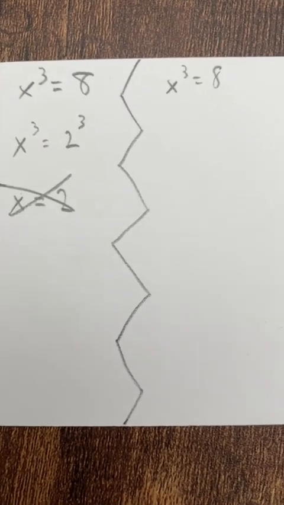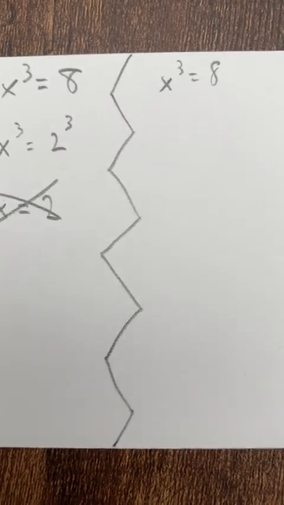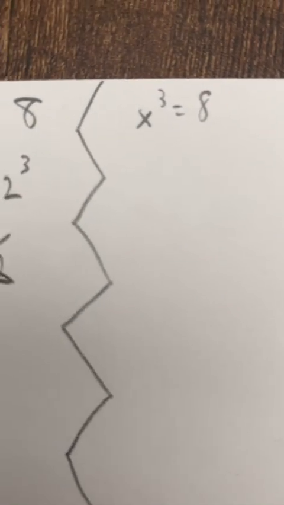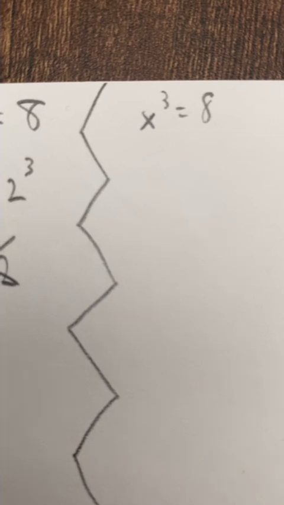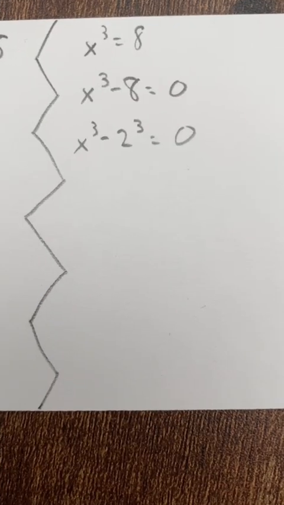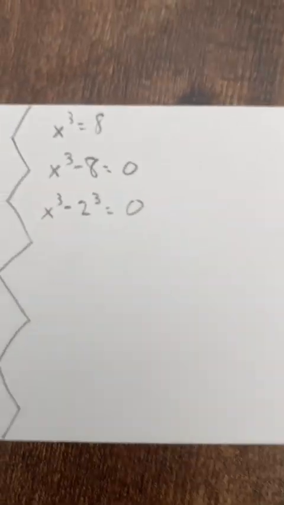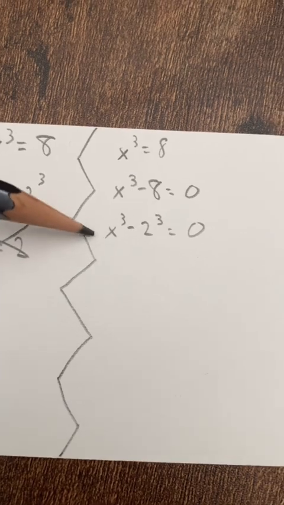So let's try this again, keeping in mind the fundamental theorem of algebra, which states that any function f of x equals x to the n has n solutions when including all real and imaginary solutions. Through some basic algebraic manipulation, we can find that we actually have a difference of 2 cubes here.